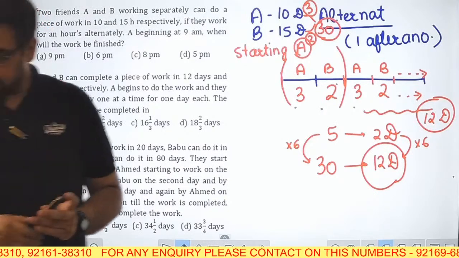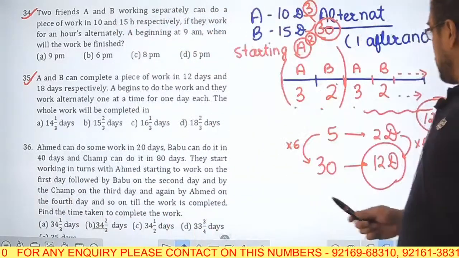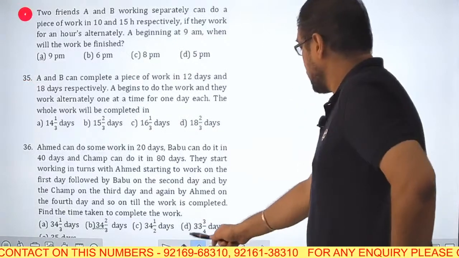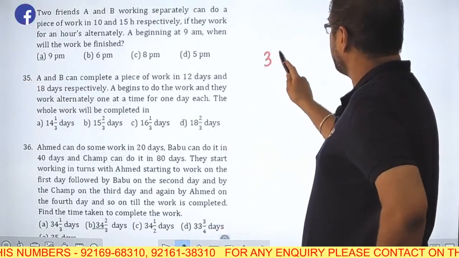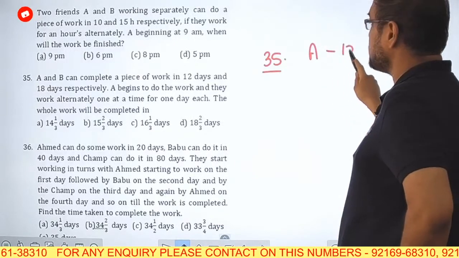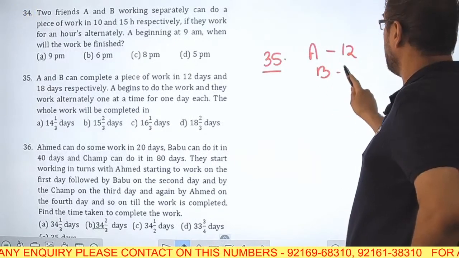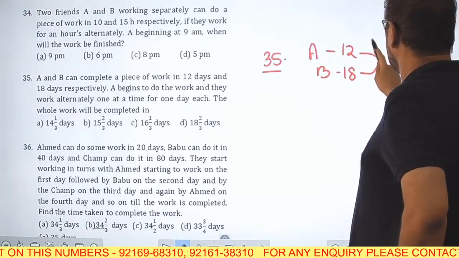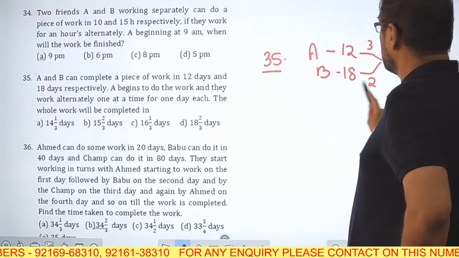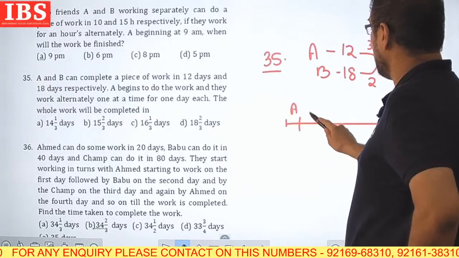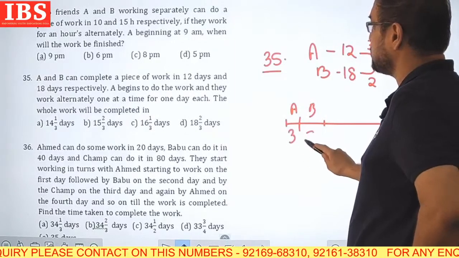Okay students, tell me for the 35th, what is the right answer. A can complete the work in 12 days and B in 18 days. So the LCM will be 36. So this is 3 and this is 2. A begins the work and then alternately they are working, A, B and so on.